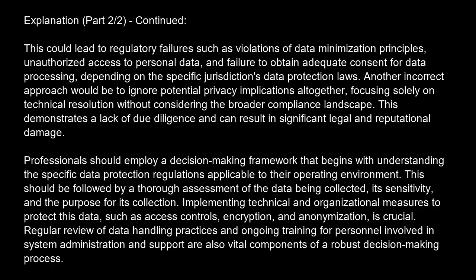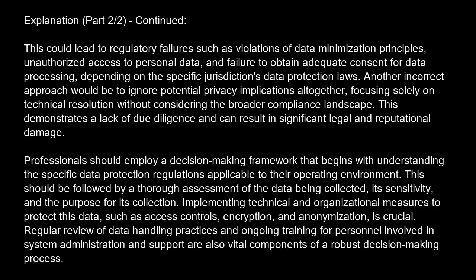Professionals should employ a decision-making framework that begins with understanding the specific data protection regulations applicable to their operating environment. This should be followed by a thorough assessment of the data being collected, its sensitivity, and the purpose for its collection.